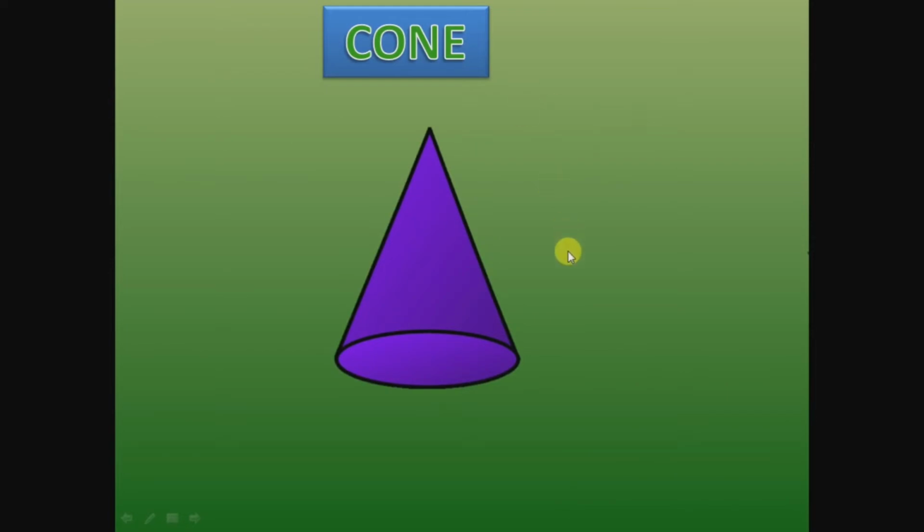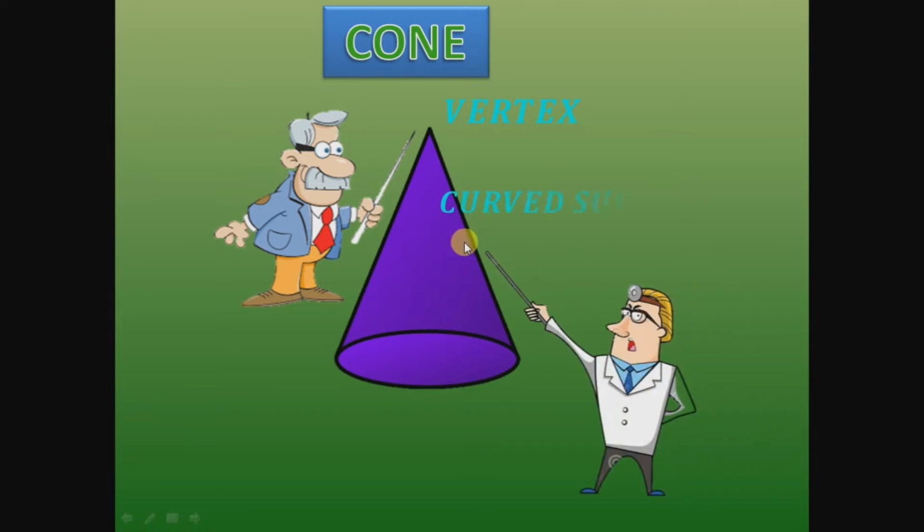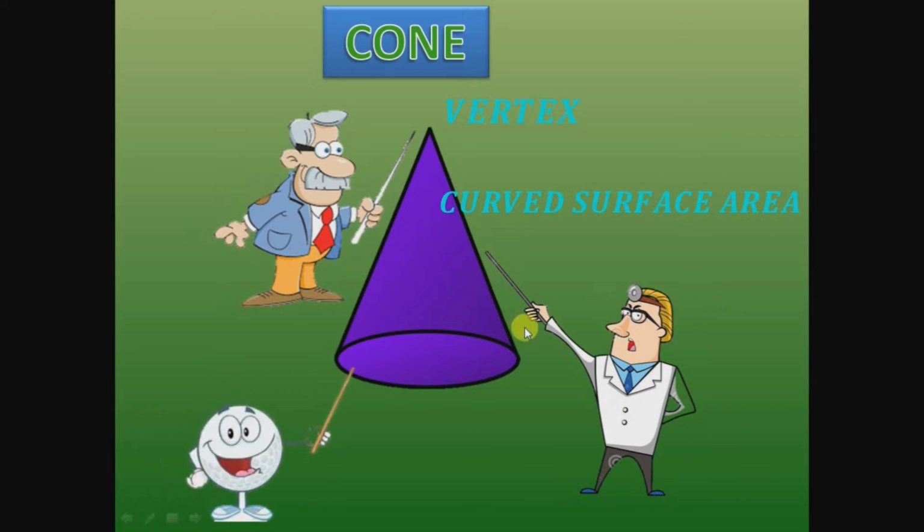A cone is made up of three very important parts. First one is a vertex. Number two is a curved surface area, and number three is a circular base. So a cone is made up of three very important parts: vertex, a curved surface area, and a circular base.